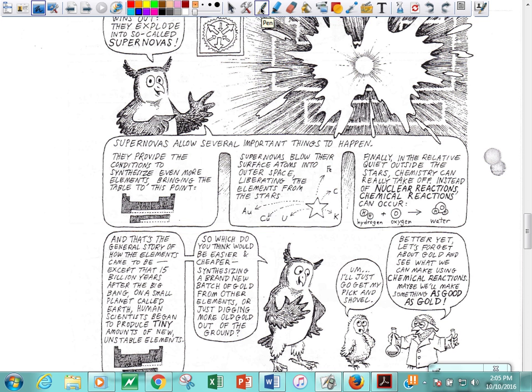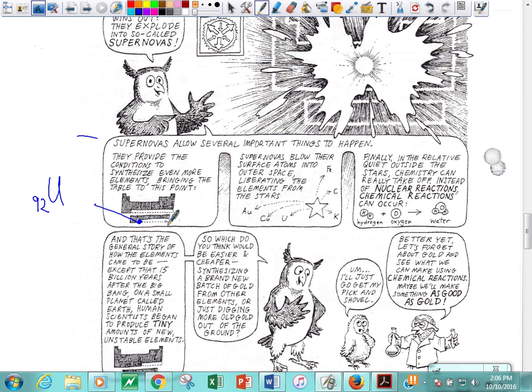Let's read it together. So supernovas allow several important things to happen. They provide conditions to synthesize even more elements, bringing the table up to this point. Okay, so now we've got all the elements filled out up to this point right here. This element is uranium. So when a star blows up, it's called a supernova. Temperatures get so hot that even larger elements are able to go through nuclear fusion reactions. And you can make up to and including uranium, whose atomic number is 92.